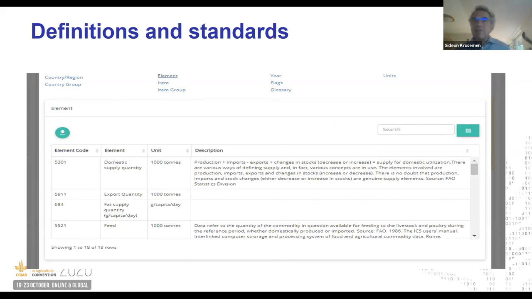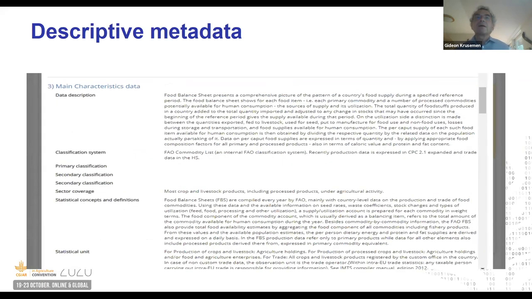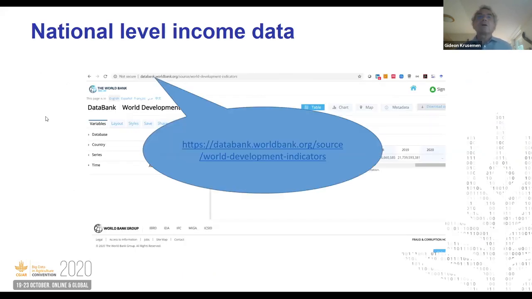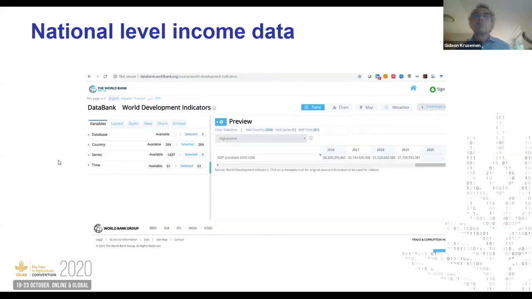So that's where the definitions and standards come in. It explains what the codes mean, their descriptions, their units, etc. So this is really, really useful. And the descriptive metadata, as I said, of the data set itself. So let me go back.